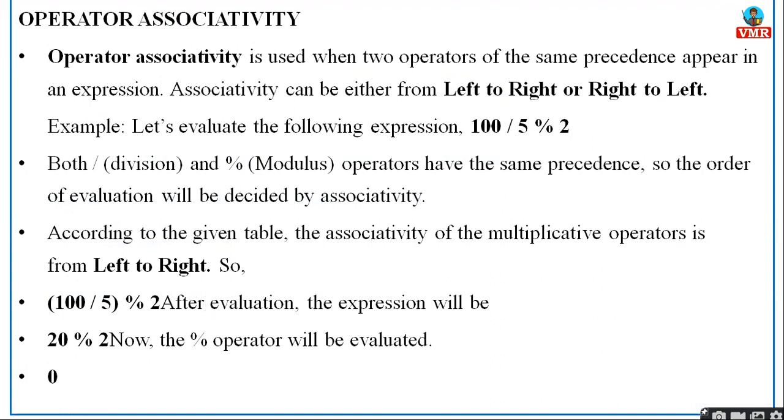Precedence tells you which operator has to be performed first. Associativity decides, if two operators have the same precedence, which one you should move on, either from left to right or from right to left. So that is decided by your associativity.